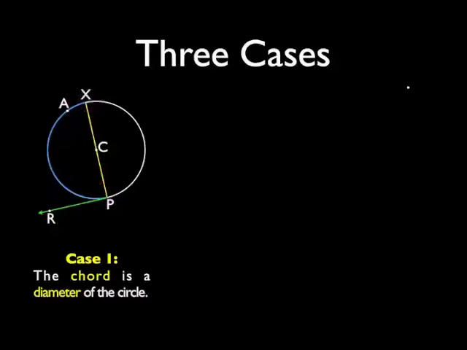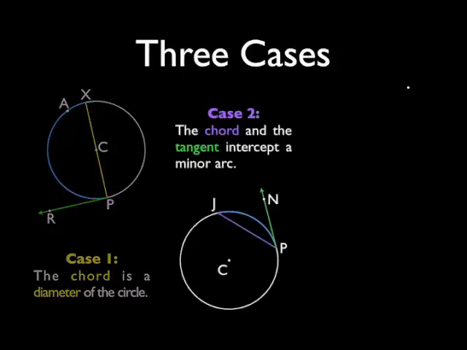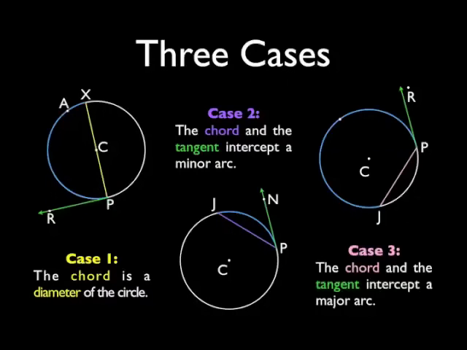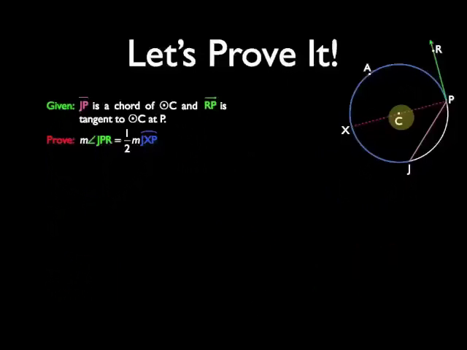Case 2 is that the chord and the tangent intercept a minor arc, and case 3, the chord and the tangent intercept a major arc. So these are the three cases. I'm going to take some time to prove case 3 right now. Case 2 is very similar to it. So here's case 3. Notice that I've added in segment XP, a diameter, as an auxiliary line.